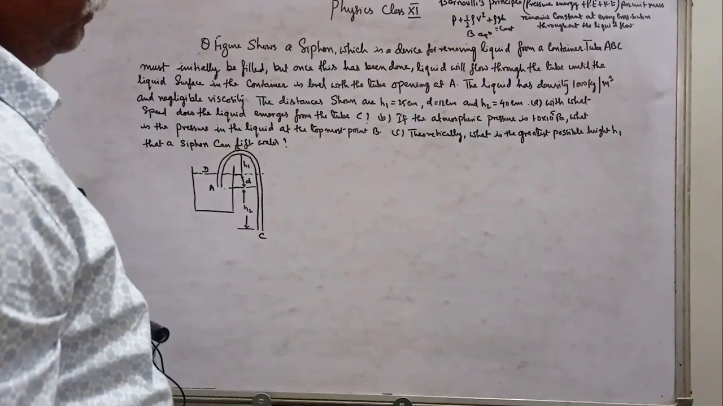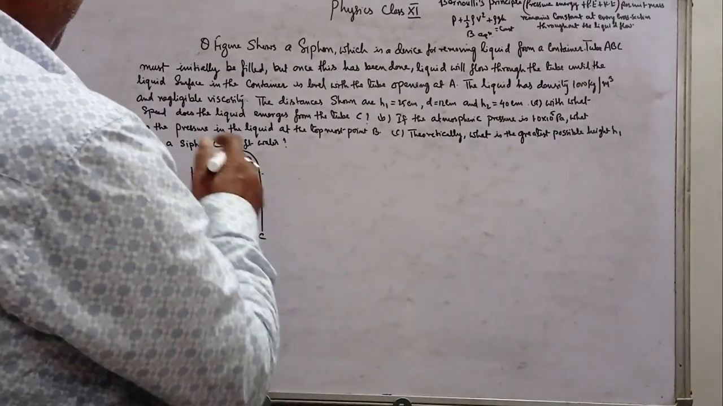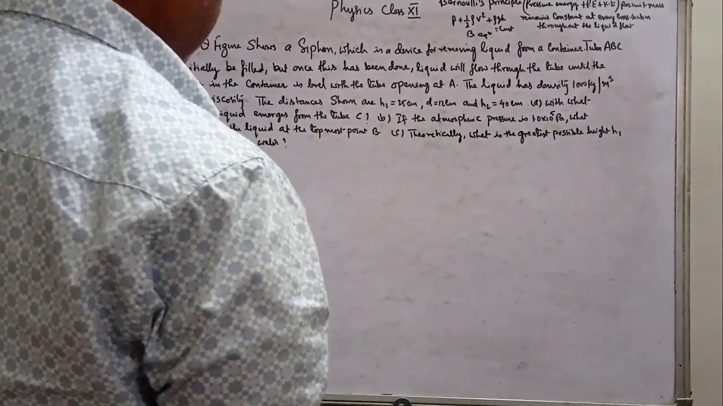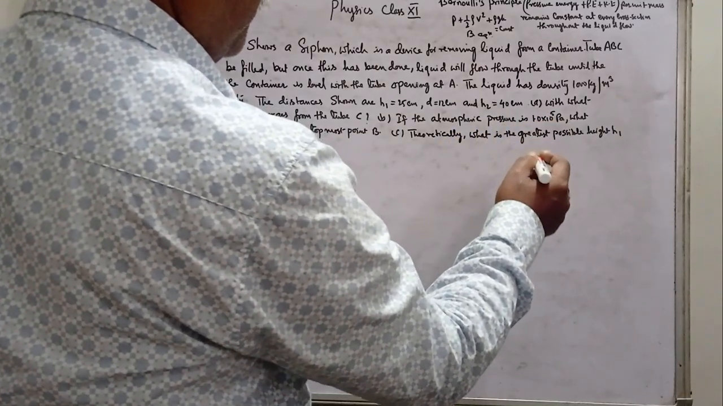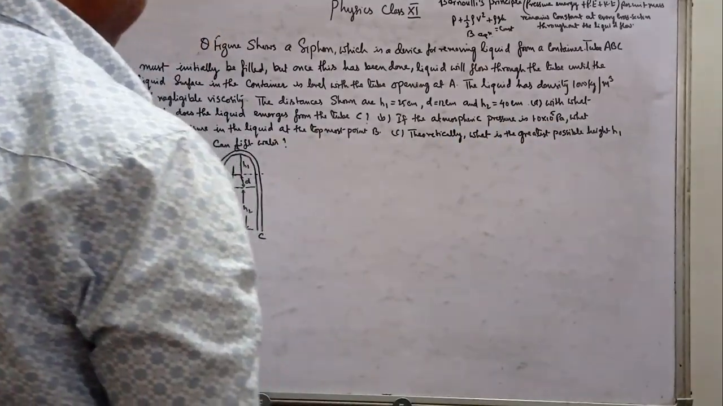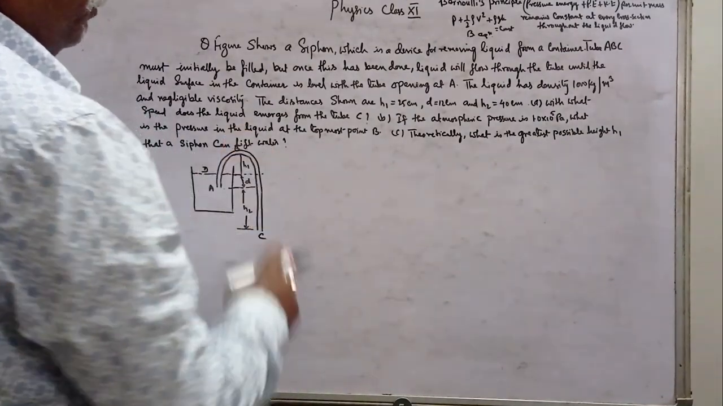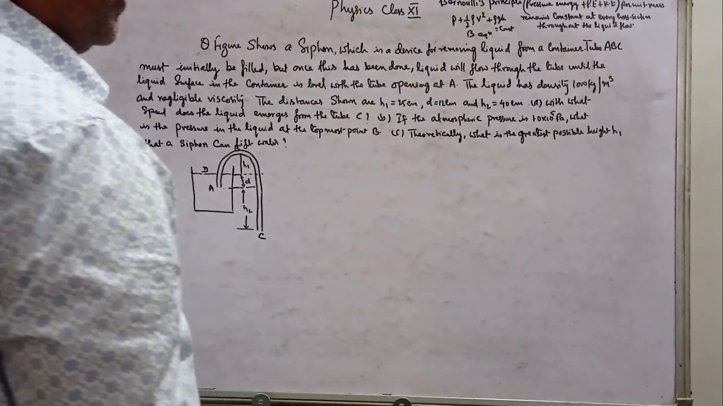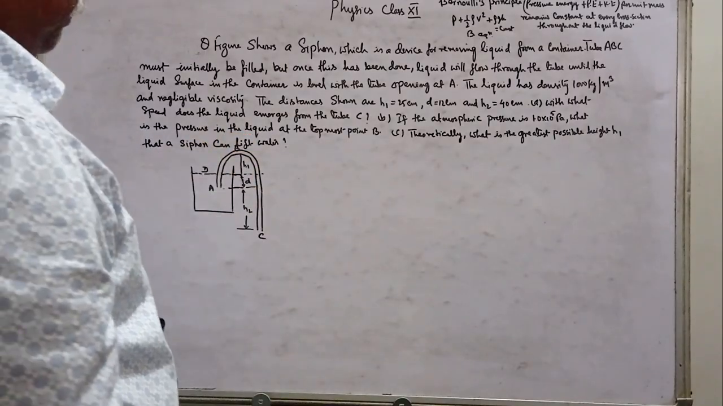With what speed does the liquid emerge from the tube at C? If the atmospheric pressure is 1.0 times 10 to the power of 5 Pascal, what is the pressure in the liquid at the topmost point B? And theoretically, what is the greatest possible height h1 that the siphon can lift water?